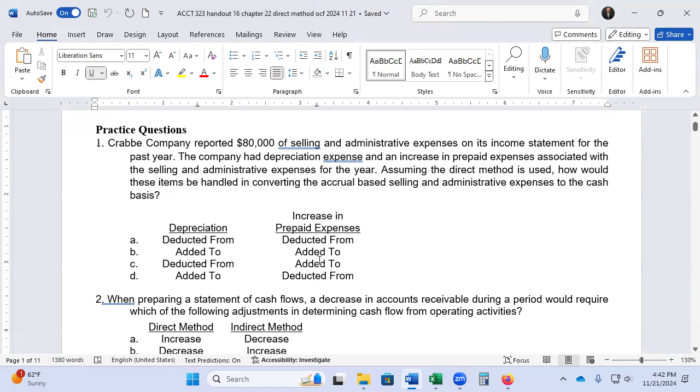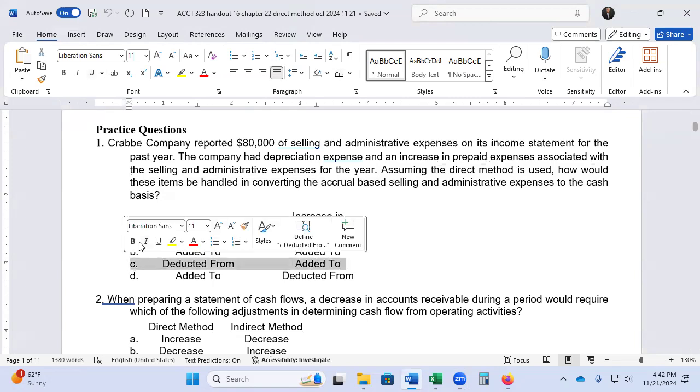And then prepaid expenses, this is an increase. How does that affect when a prepaid account increases using the direct method? And the answer is it's added to.